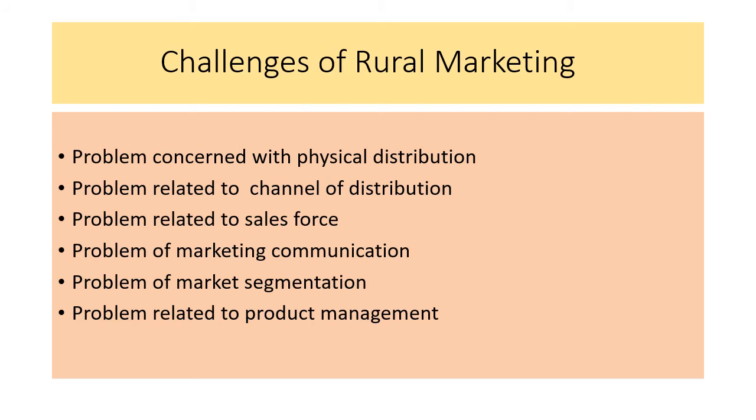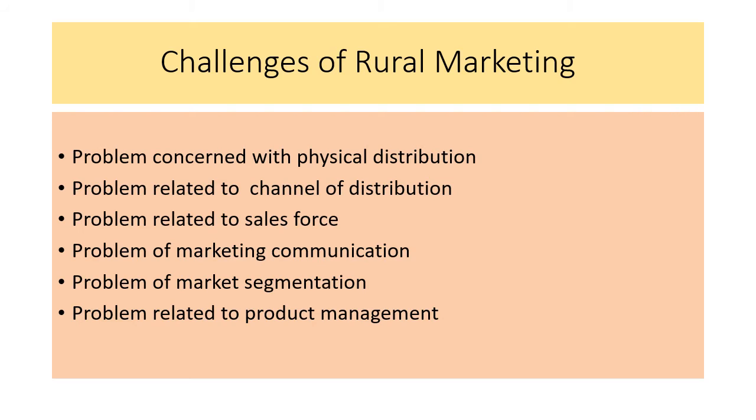Second, problem related to channel of distribution. It is very obvious that the channel of distribution for rural marketing will be longer than the channel of distribution for urban markets. Following are some of the problems related to channel of distribution. First, costly channel of distribution. A long channel of distribution automatically means a costly channel, as a large number of middlemen are to be given their commission.